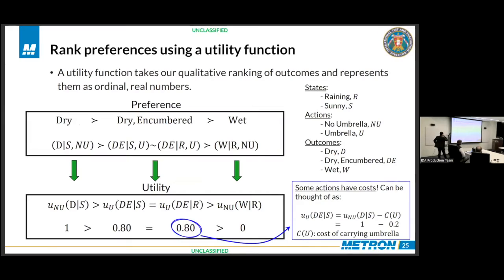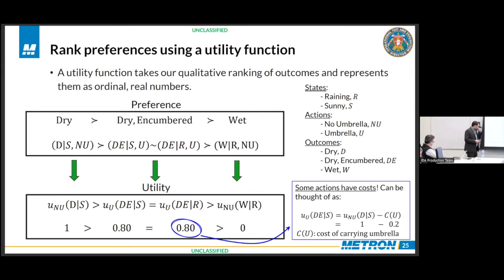Okay. Now that I've defined the state action outcome space for this example, we need to define our preferences for those outcomes and then the utility of that preference. So for me, I'm going to say being dry is strictly more preferable than being dry and encumbered and carrying an umbrella around, which is then strictly more preferable to being wet. From there, I'll take these qualitative representations and I'll make them numbers, okay, with the utility function. And for me, I'll say being dry, best case, I'm going to give it a 1. Being wet, terrible day, I'm going to give it a 0. But this dry and encumbered state, we'll give it some middling value. So for me, I'm going to give it a 0.8.